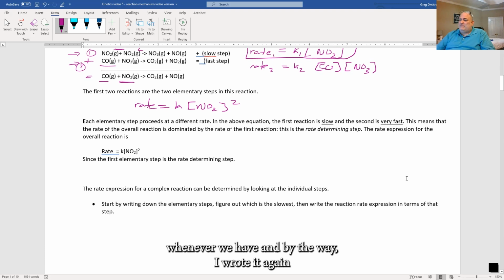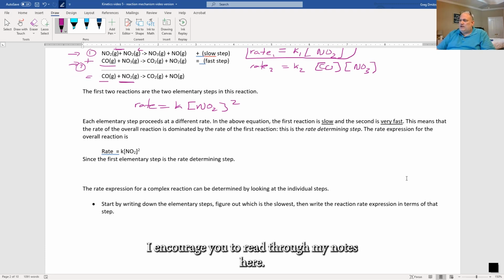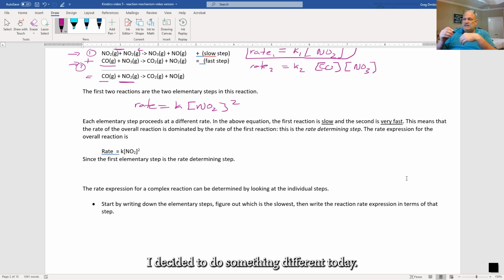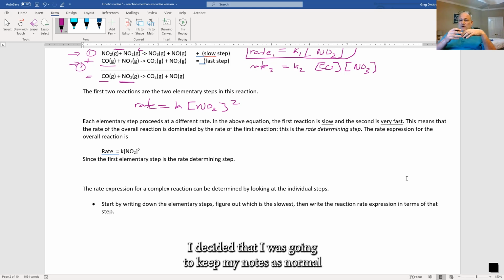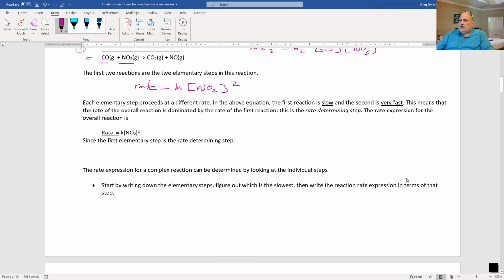By the way, I wrote it again here in a much neater fashion, and I encourage you to read through my notes here. I decided to do something different today. I decided that I was going to keep my notes as normal and just write on the sides of them so you guys can see the original notes throughout.